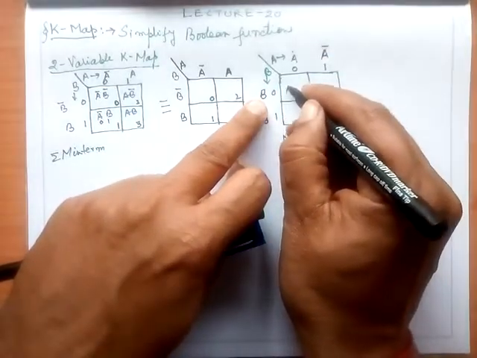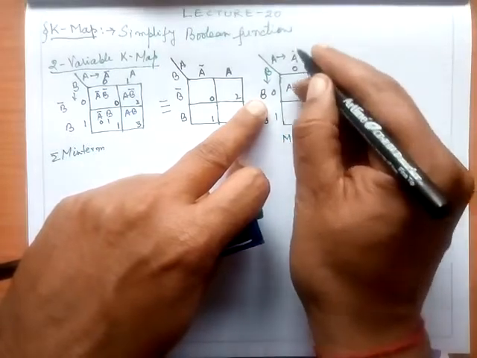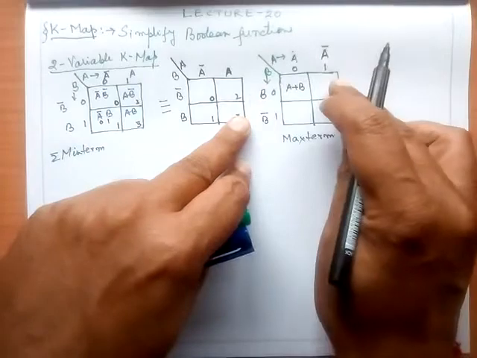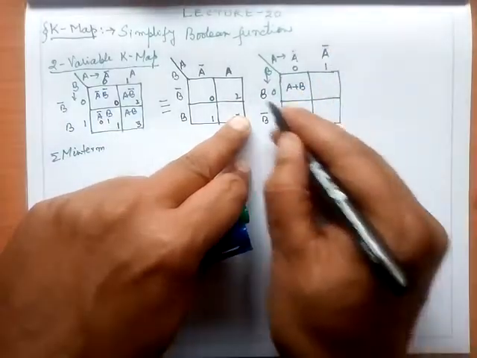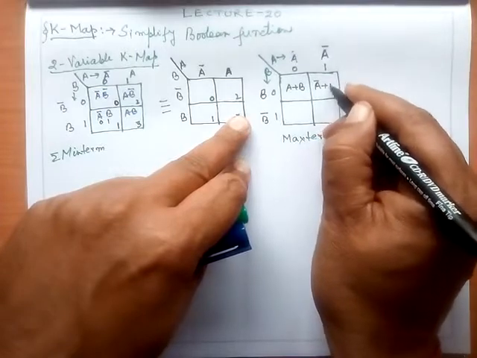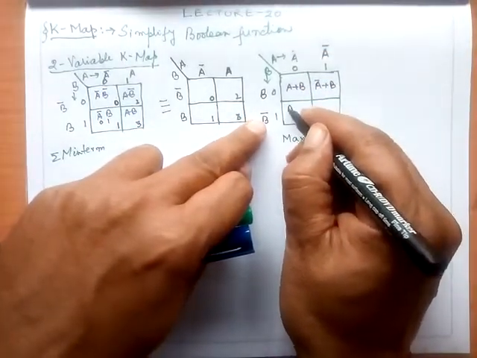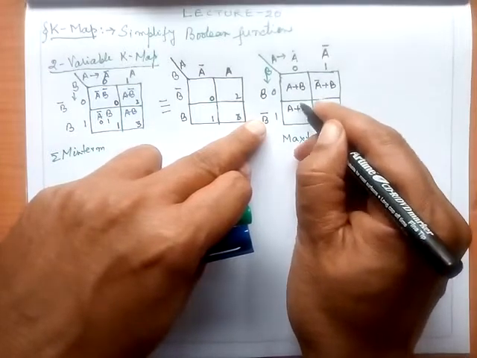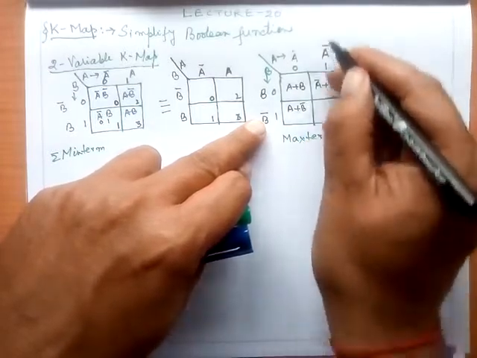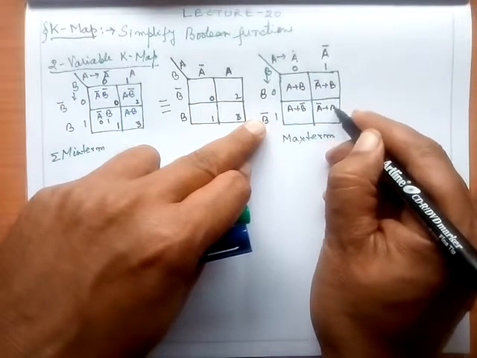So a maxterm, of course, is a product of sums. So you will find a sum here. It is A plus B. This is from here. It is A and this is B. This is A bar from this side and B from this side. It is A bar plus B. This, if you see, is A plus B bar. And this cell is A bar plus B bar.